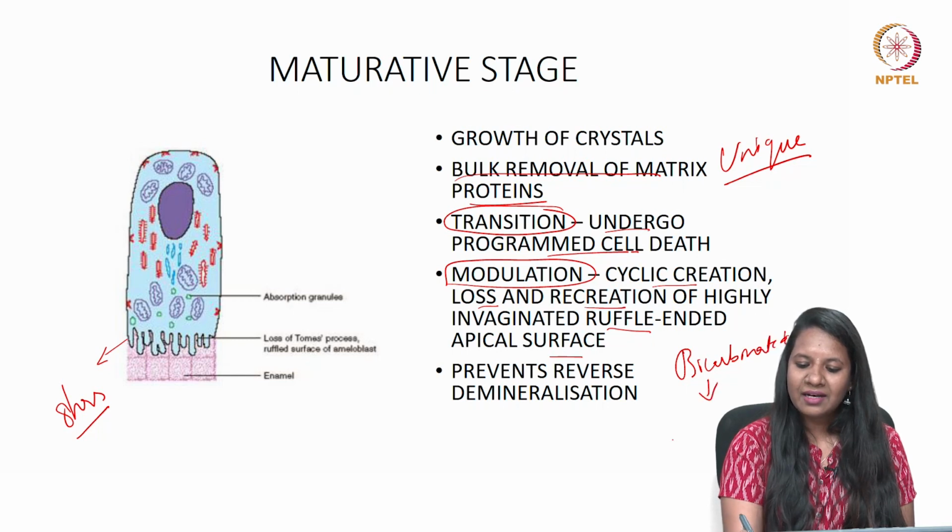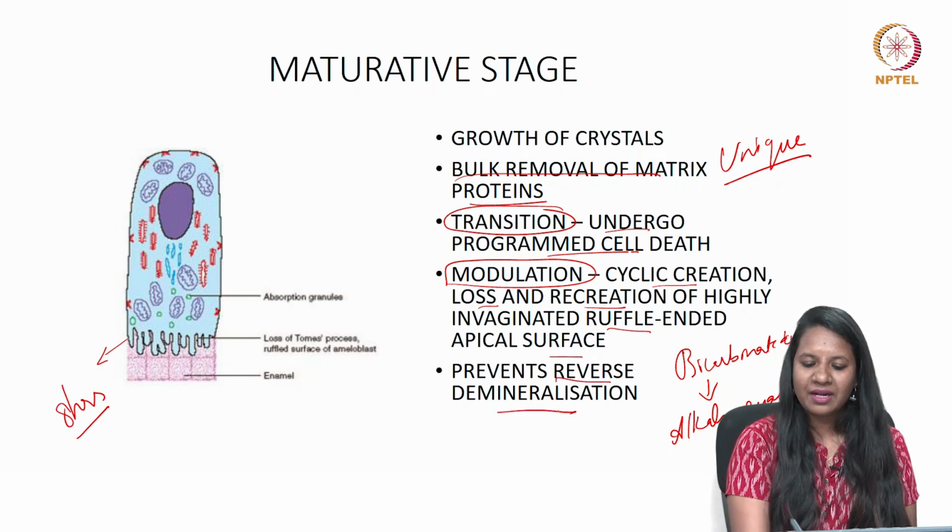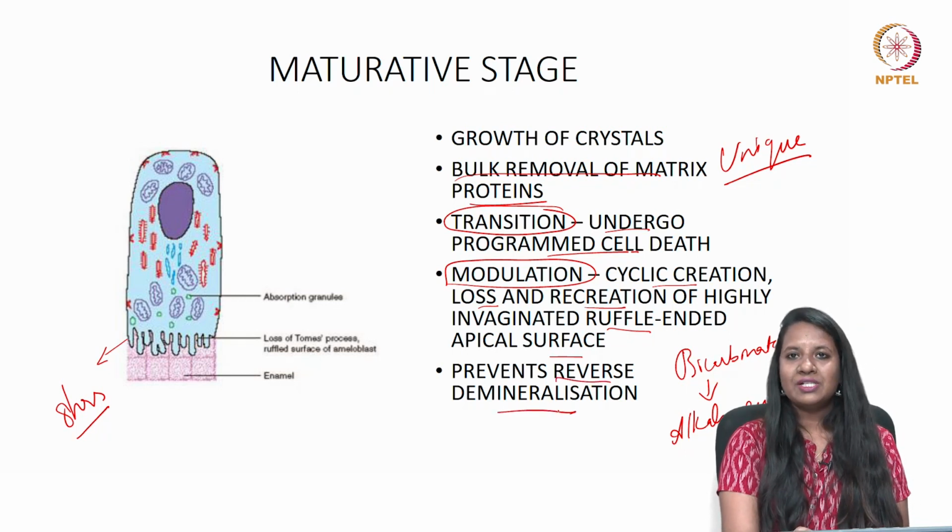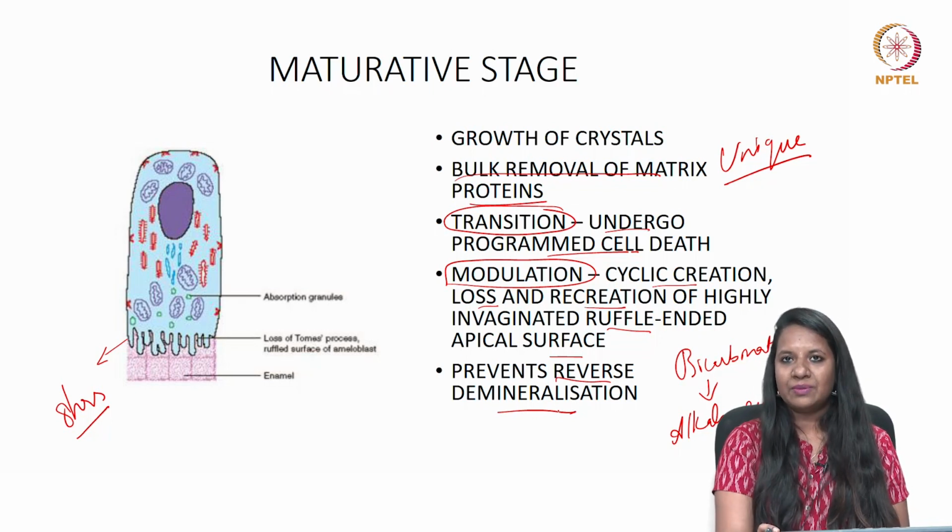which will alkalize the enamel fluid, thus preventing reverse demineralization. So, modulation is one of the main important processes which occurs within the ameloblast to maintain the alkaline nature of the enamel fluid to prevent reverse demineralization.